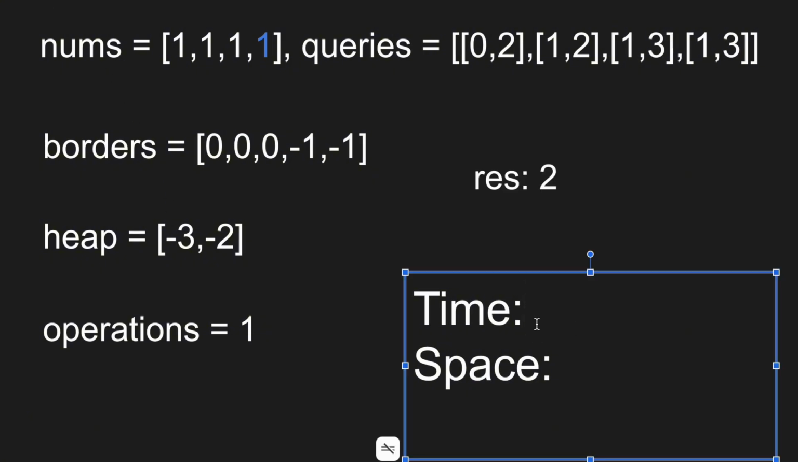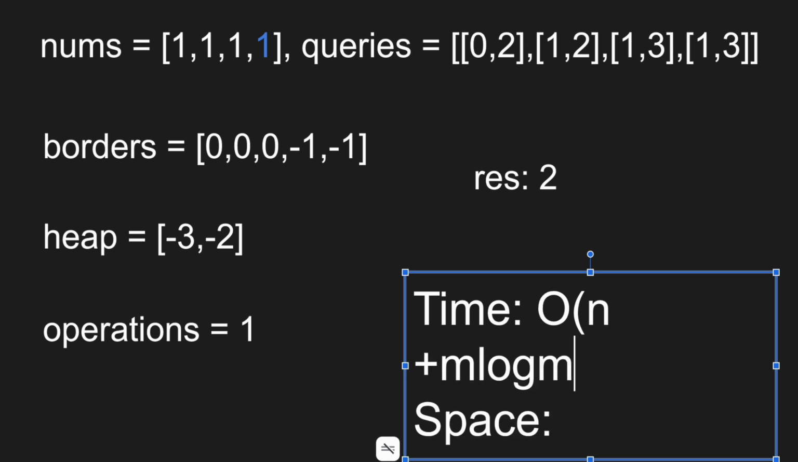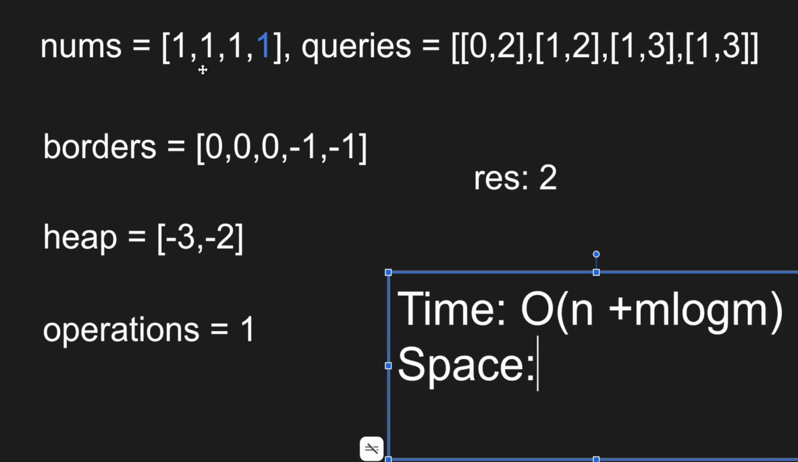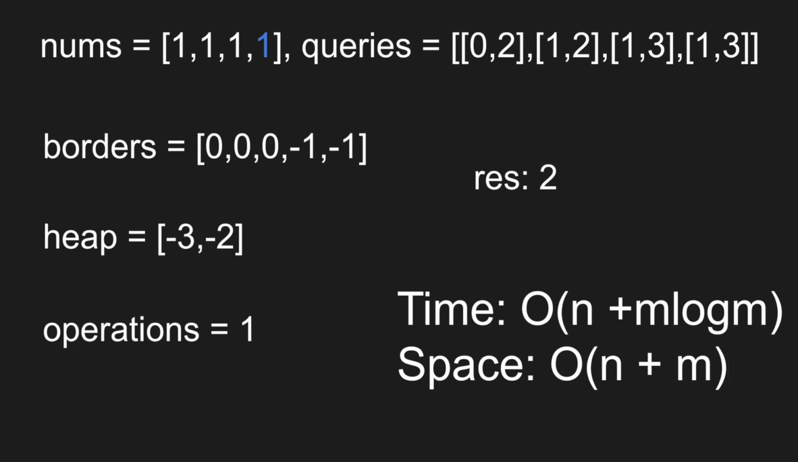So the time complexity would be O of n plus m log m, where n is the number of elements in nums and m is the number of elements in queries, because we will loop through both nums and queries, but then we will have to sort the queries, so that's why it's m log m. And the space complexity would be O of n plus m, because borders will depend on the number of elements in nums and the heap will depend on the number of elements in queries, so that's why it's n plus m. And now let's get to the coding part.